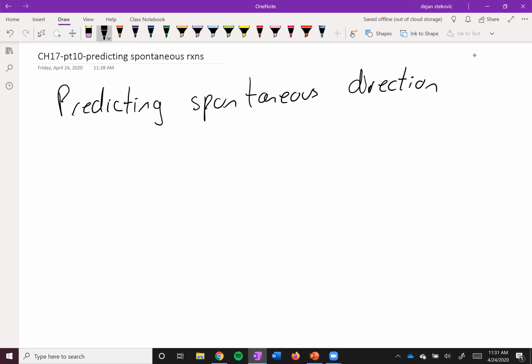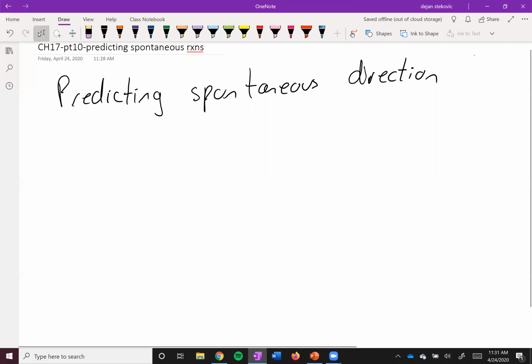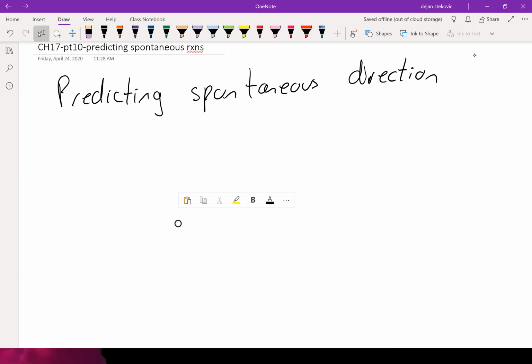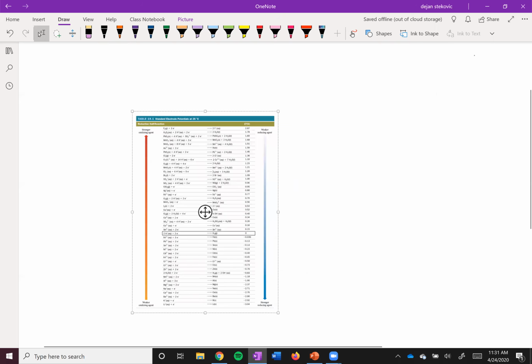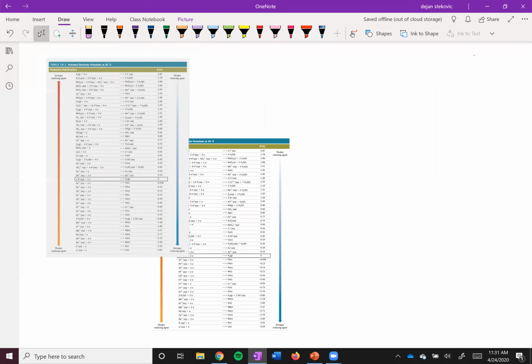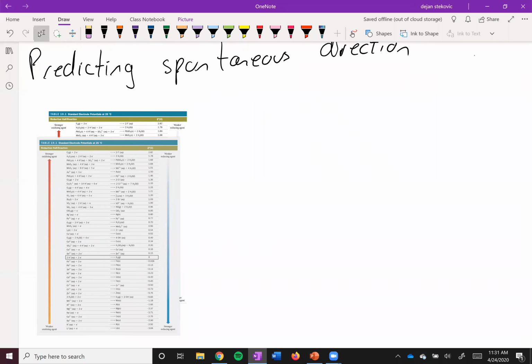All right, so we want to be able to predict the direction in which a spontaneous reaction is going to occur when it comes to electrochemistry. So we have this table right here that gives us these standard cell potentials, and so we can use this to predict spontaneity.